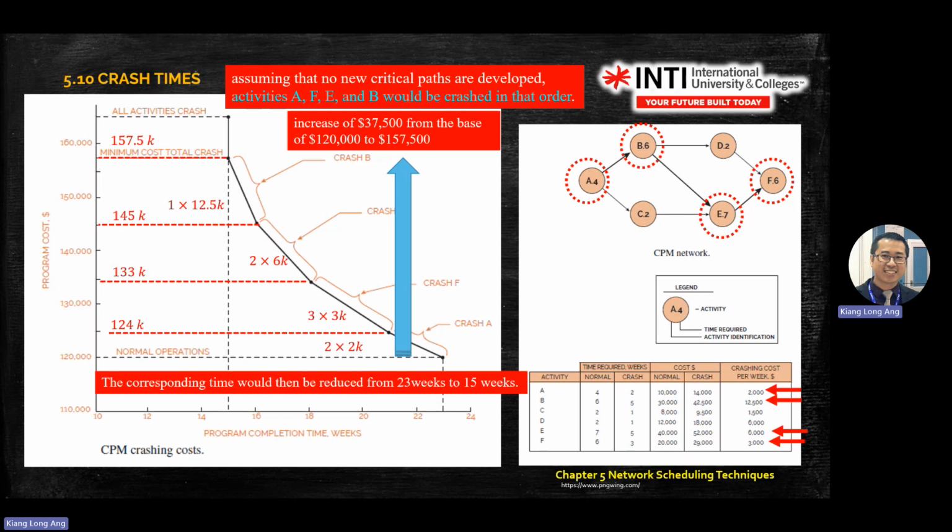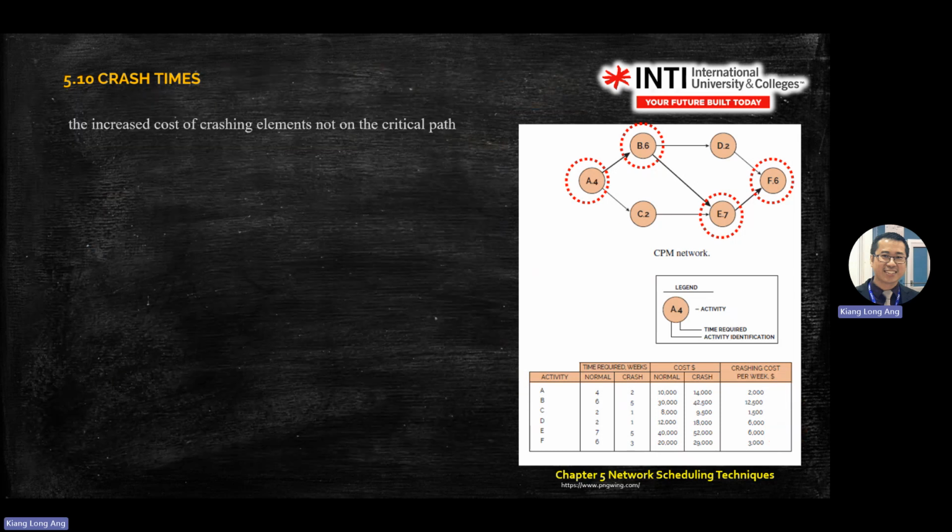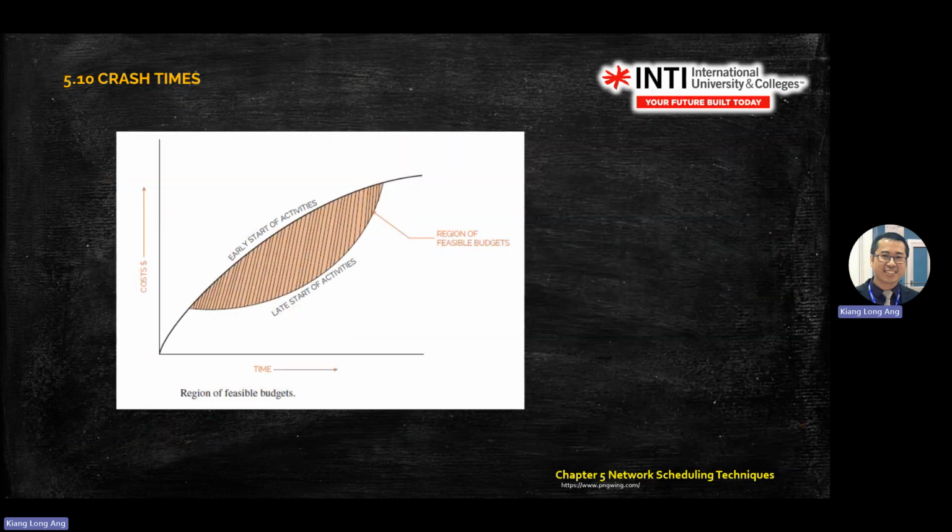If you can avoid crashing A, B, E, F, your completion time can almost be cut in half already. If you can take care of all the critical members, you actually can reduce it by half. The rest you read.